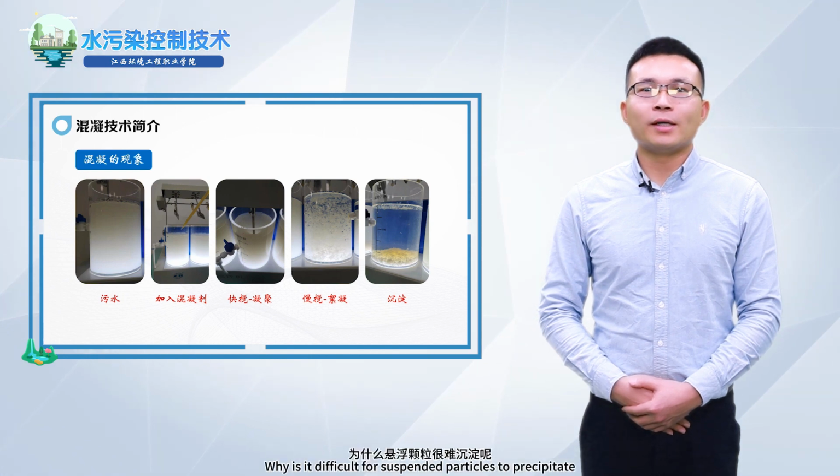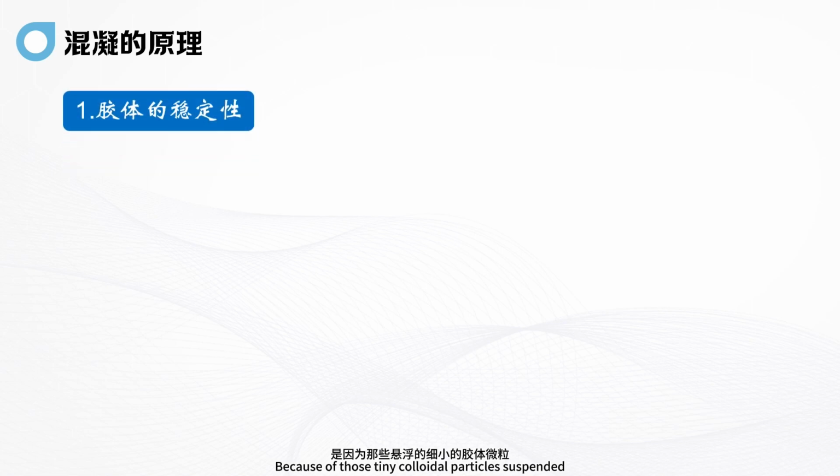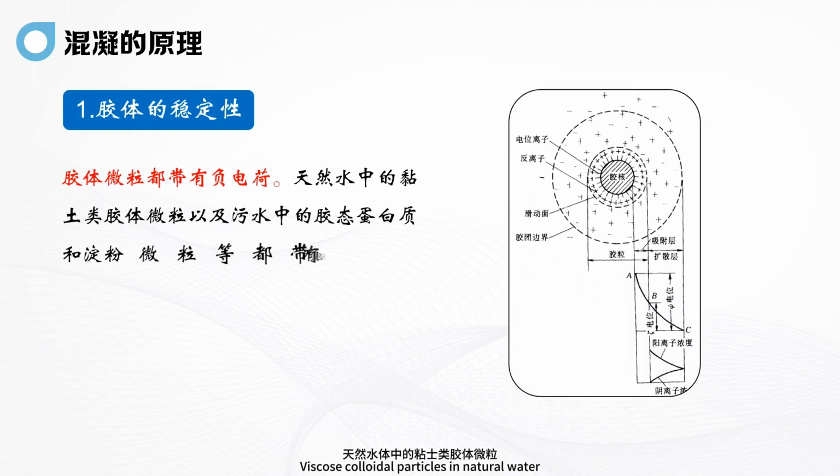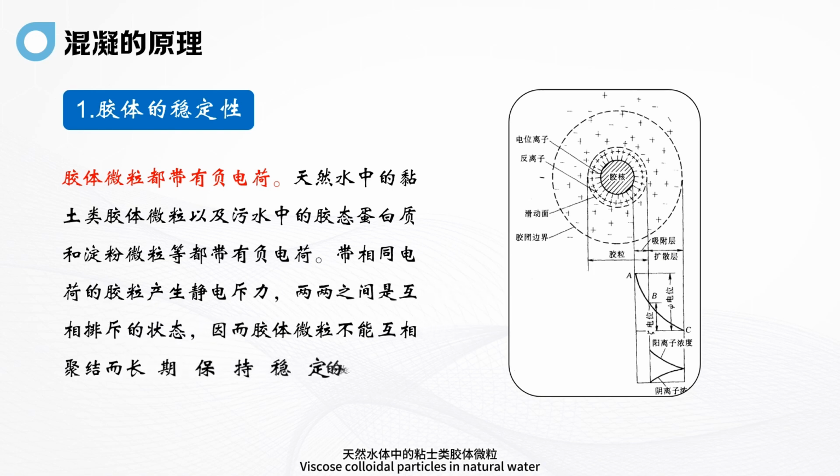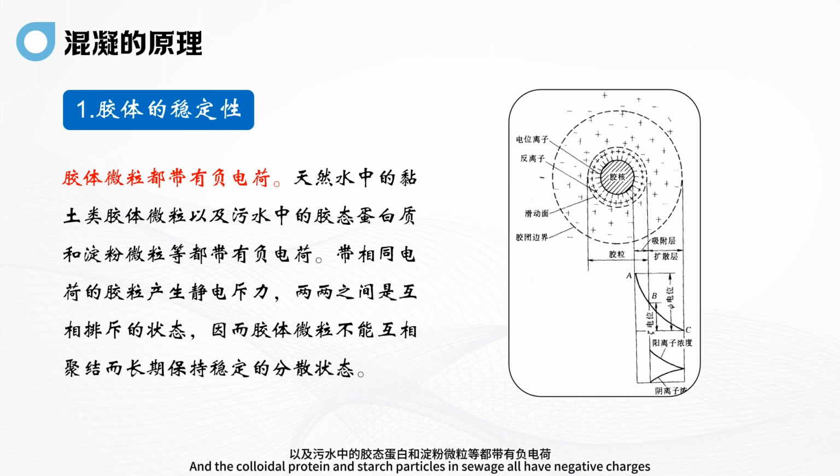Why is it difficult for suspended particles to precipitate? Because those tiny colloidal particles suspended have stability. Clay colloidal particles in natural water, and the colloidal protein and starch particles in sewage all have negative charges. Colloidal particles with the same charge will produce electrostatic repulsion, so that colloidal particles cannot aggregate with each other, maintaining a stable state for a long time. So it gives us the feeling that this water will remain in a very cloudy and opaque state for a long time.